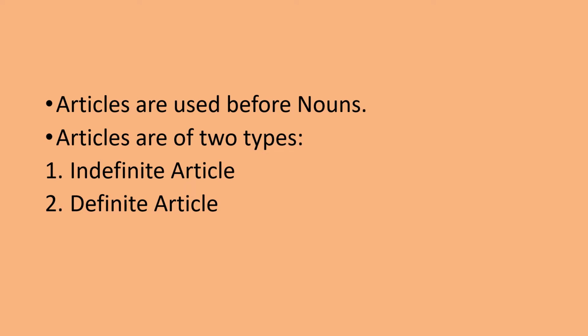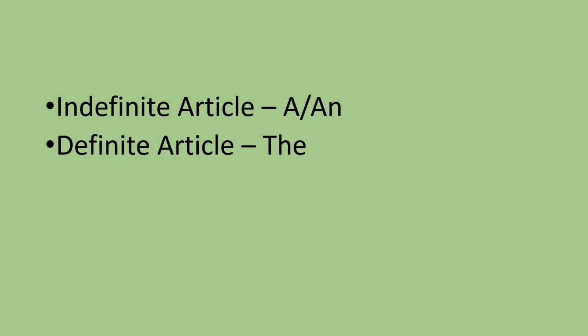So, articles belong to a group of words called determiners. Articles are used before nouns. Articles are of two types: indefinite article and definite article. So there are two kinds of articles, indefinite and definite. The indefinite article includes a or an, and the definite article includes the.